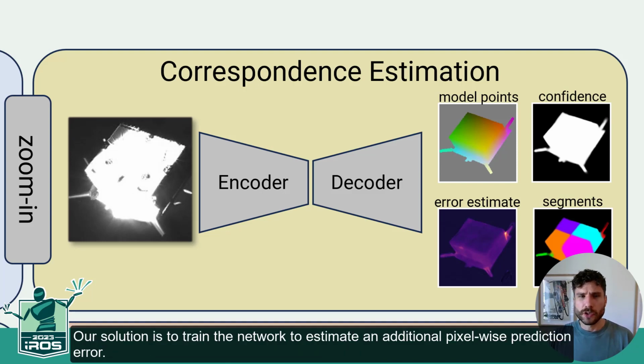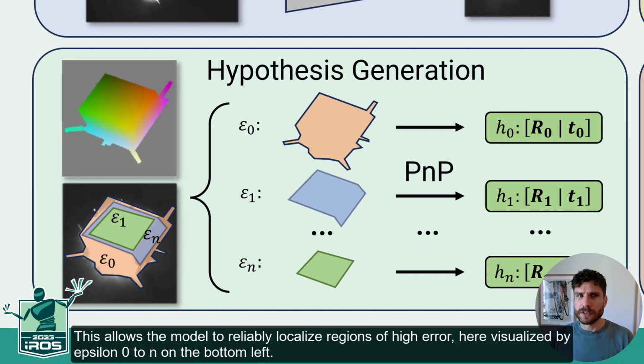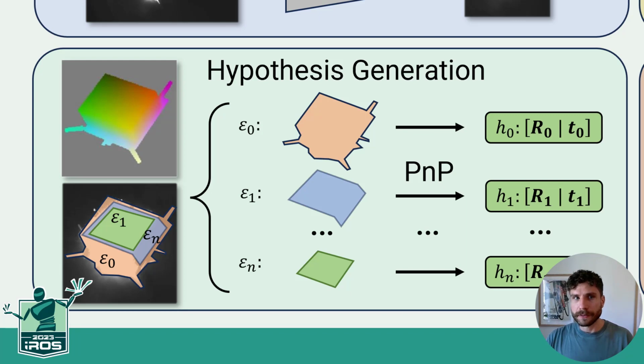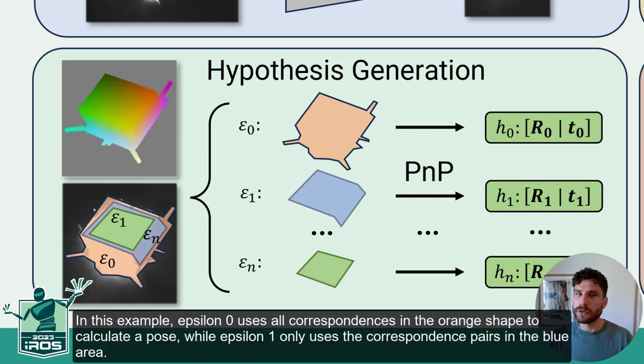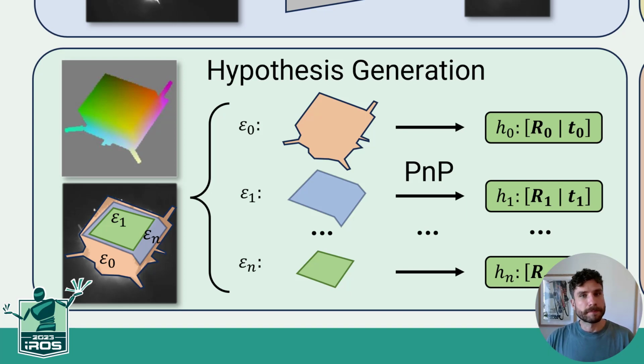Our solution is to train the network to estimate an additional pixel-wise prediction error. This allows the model to reliably localize regions of high error, here visualized by epsilon 0 to n on the bottom left. In this example, epsilon 0 uses all correspondences in the orange shape to calculate a pose, while epsilon 1 only uses the correspondence pairs in the blue area. This way, we collect some hypotheses with a very low predicted error and other hypotheses with a very high associated error.